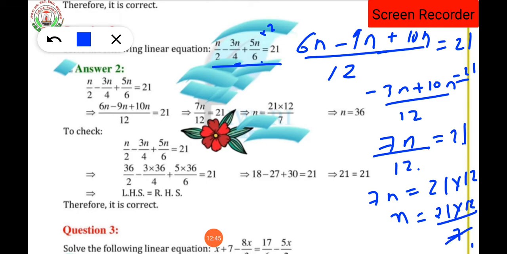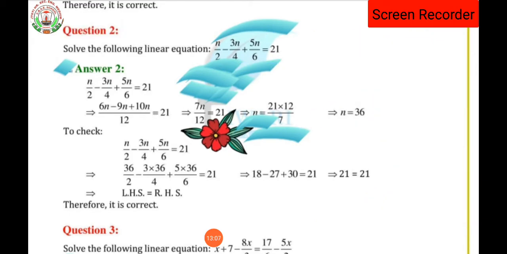Now 7 ones are 7 and 7 threes are 21. So n is equals to 3 into 12, will become how much? 3 twos are 6 and 3 ones are 3. So the answer will be 36. N is equals to 36.